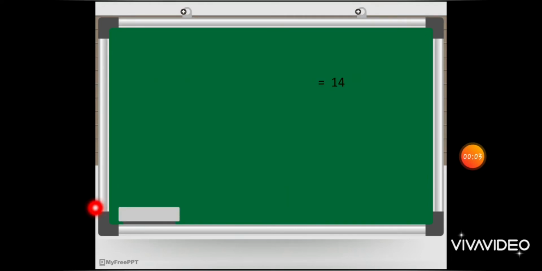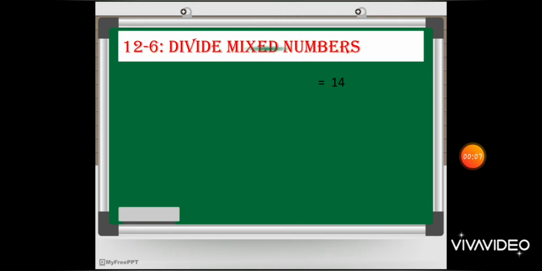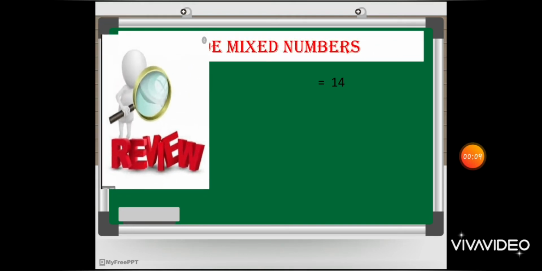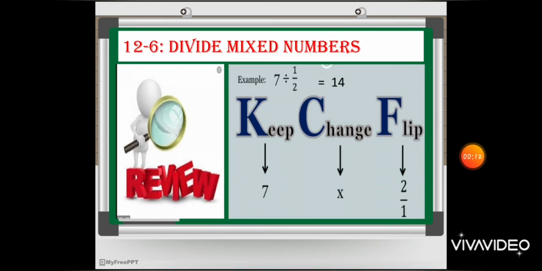Before we proceed with our main lesson, let's have first a quick review of the past lessons. Take a look at this example. This is dividing a whole number by a fraction. So we have 7 divided by 1/2 equals 14. I want you also to keep in mind this acronym, KCF. K for keep, C for change, and F for flip.